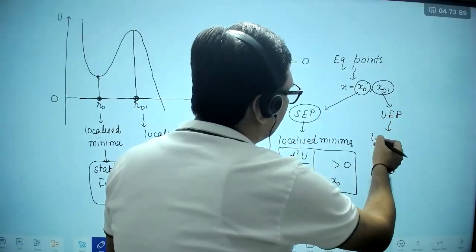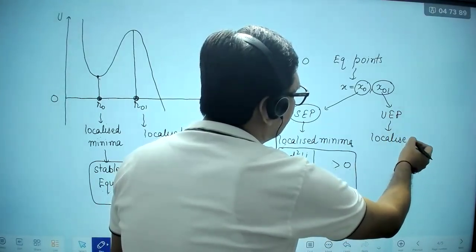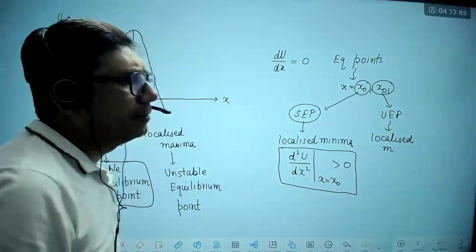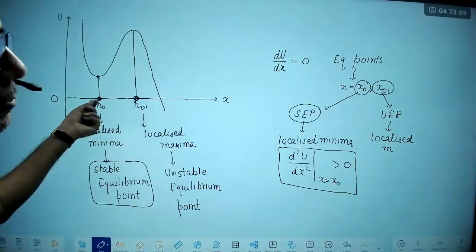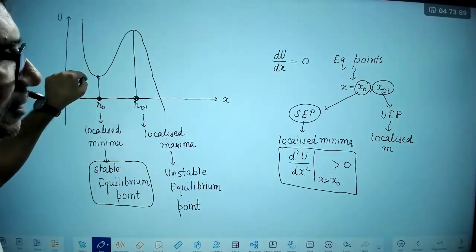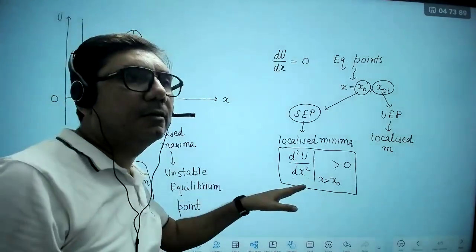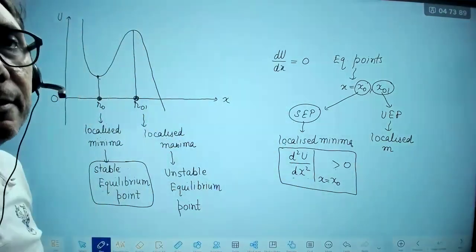The two points are here: x equals x0 and x equals x0 1. If the derivative at x equals x0 is zero, then there is a local minimum point here. I know from this graph this is a minima, so I can apply the condition of minima. So this is the condition of a stable equilibrium point.